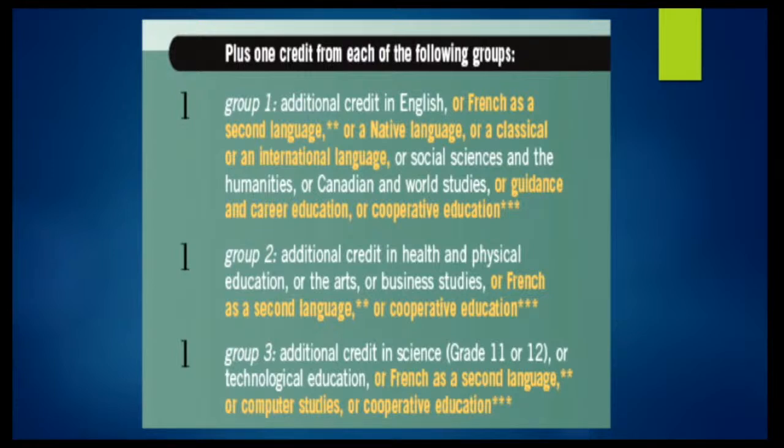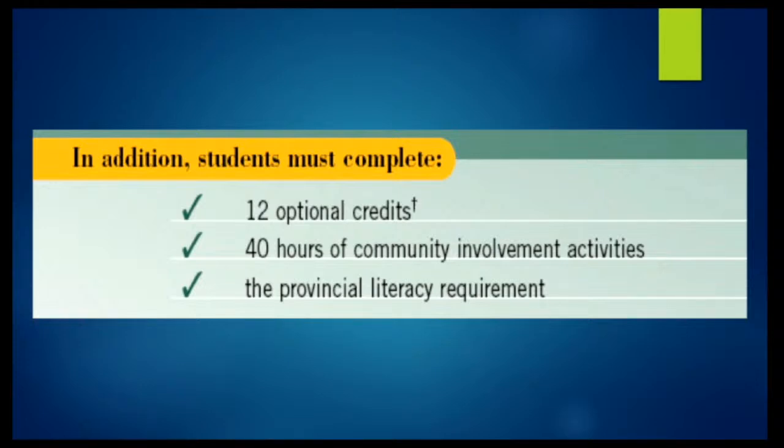And then lastly, a group 3 credit is additional senior science credit, or a technology credit. That's any course code starting with a T. And again, co-op or French will always count towards one of these group 1, 2, or 3 credits. In order to get your diploma, you need to complete these 30 credits. You will need 40 hours of Christian service, and you'll have to have met the provincial literacy requirement.